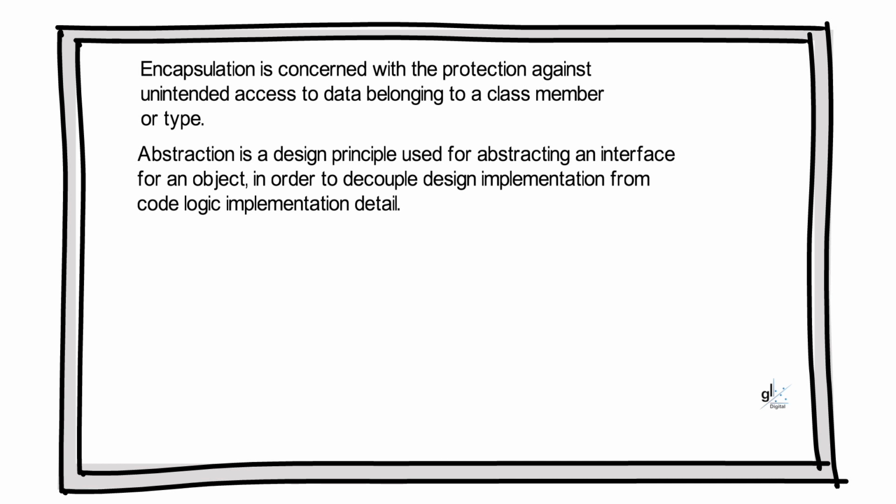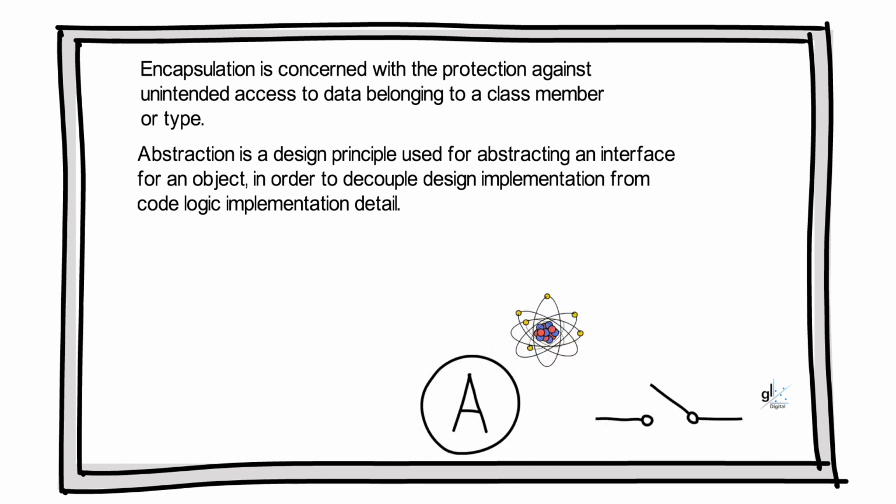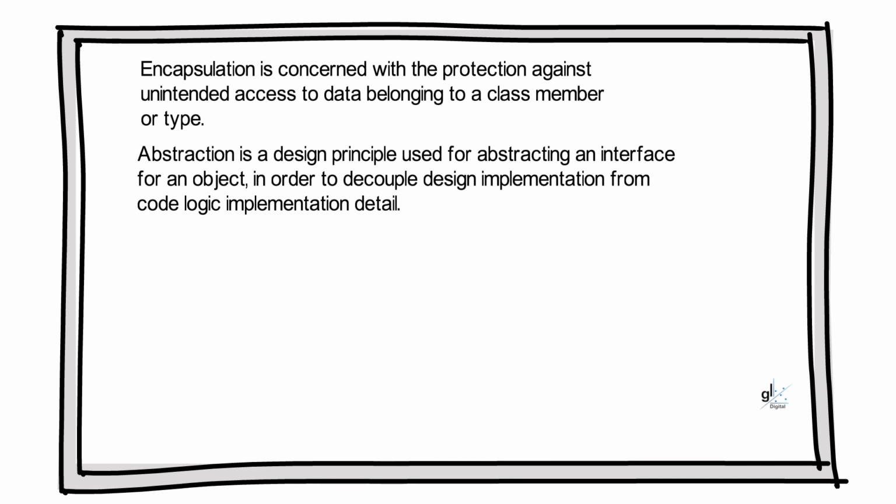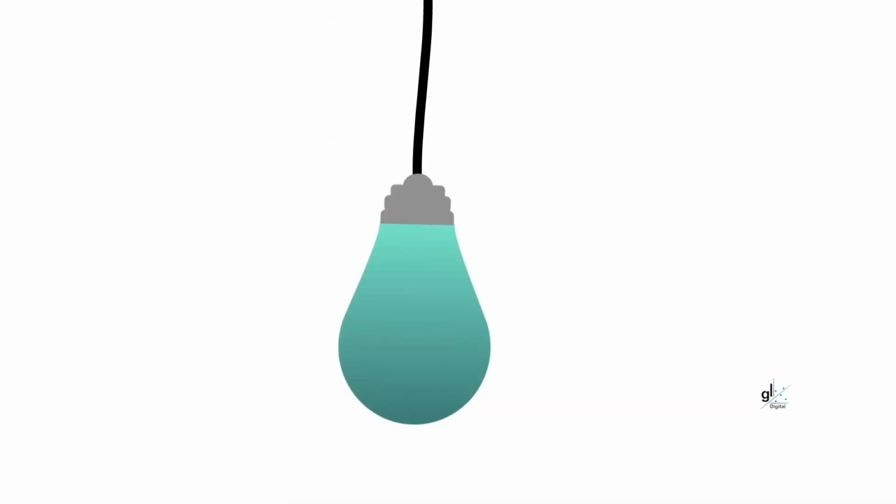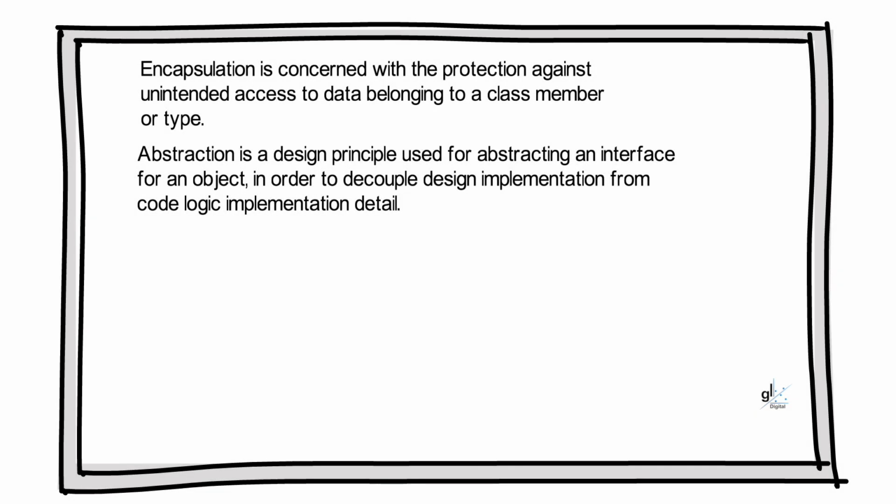An even more simple example is switching a light on and off. You don't need to know about circuits, electrons, voltage, amps, resistance to turn on a light. You only need to know how to operate the light switch. In C#, abstract classes and interfaces can be used to implement this design principle.